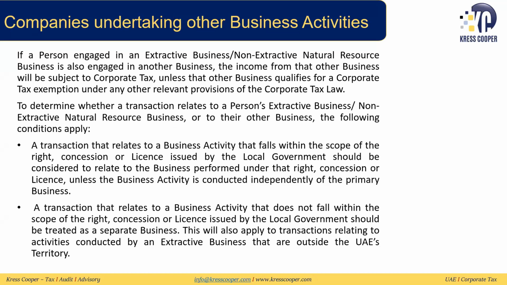Now, a company engaged in the extractive or non-extractive business might be engaged in other business activities as well. So how would you separate which transactions pertain to the natural resource business and which pertain to the other business? The broad category you can follow is that if any transaction relates to a business activity done under this license, right or concession issued by the local government, then it will fall under the extractive business. But if it is done under some other trade license, then it will not be part of that business, but of the other business.